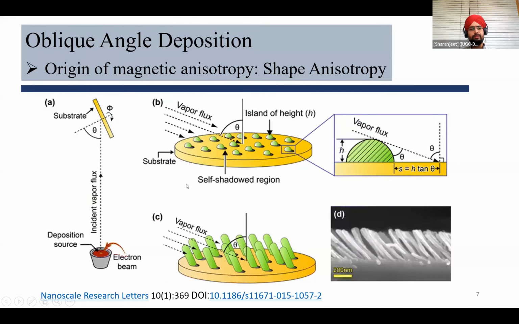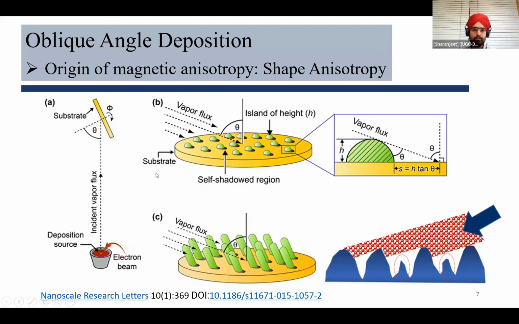In oblique angle deposition, the origin of magnetic anisotropy is shape anisotropy. In this method, the material is deposited at some angle with respect to the surface normal. It works on the principle of shadowing effect. The already deposited adatoms cause some shadowing to the upcoming adatoms. So the deposition takes place on the primarily exposed surfaces, which leads to the formation of inclined columns. And these inclined columns can create shape anisotropy in the film, which induces the magnetic anisotropy. We can further enhance the effect of shadowing by using the patterned substrate.